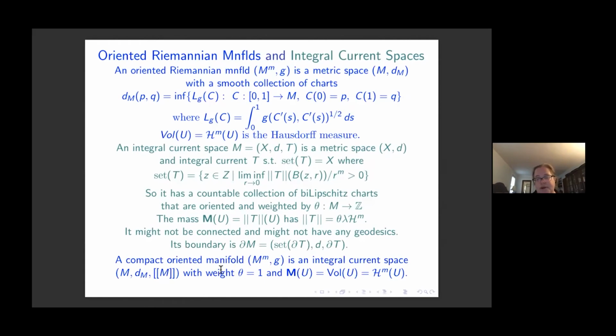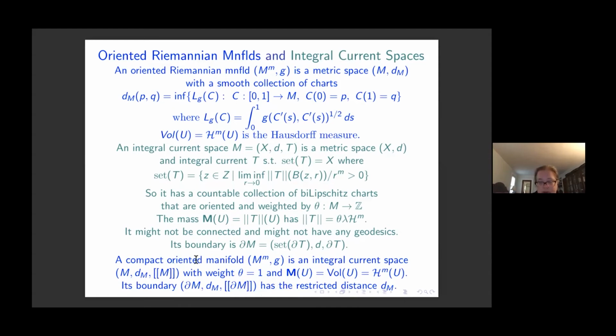And a compact oriented manifold gets described as an integral current space M, dM. The integration is defined by the charts on M, it has weight theta equal to 1 by definition, and the mass of U comes out. If you work it out, you'll end up with lambda being 1, theta being 1, and you get M of U equals the volume of U, the Hausdorff measure of U. And the boundary is this, which has a restricted distance dM. It will also turn out to have weight 1 with some extra work, and the mass of the boundary will agree with the volume of the boundary, the Hausdorff measure of the boundary, one dimension lower.